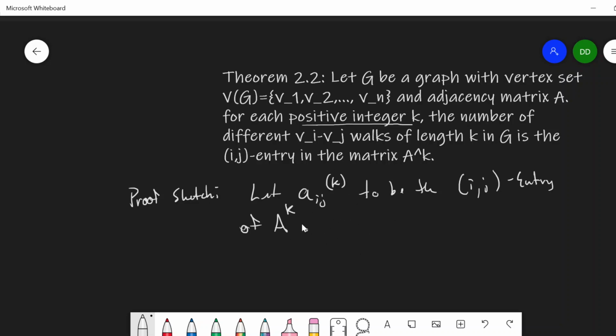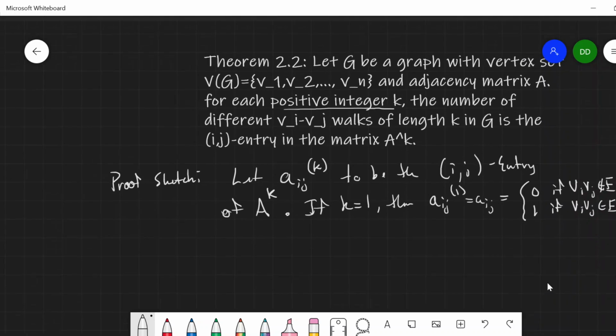So first we'll consider the smallest positive integer K, that is K equal to 1. So if K equals 1, then A^1_ij, which is just A_ij, right? So the ij entry of A, big A, is equal to 0 if ViVj is not an edge, and 1 if ViVj is an edge of the graph. Right, that's just our definition of adjacency matrix.